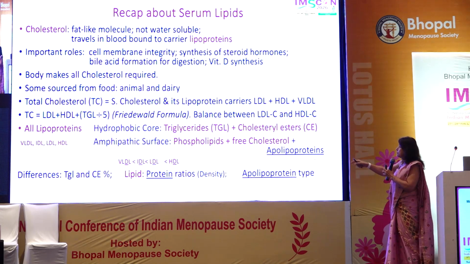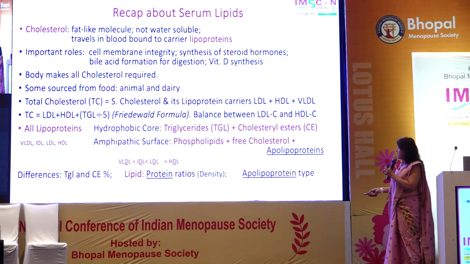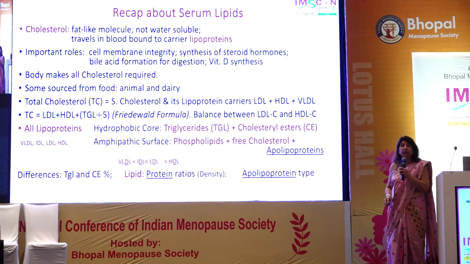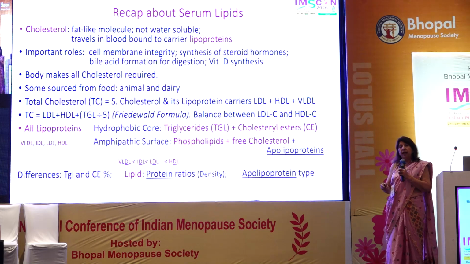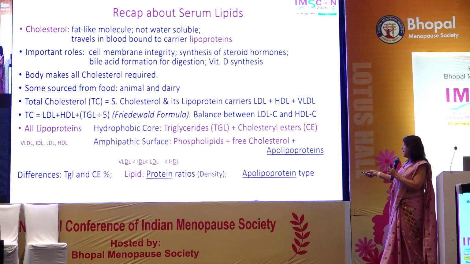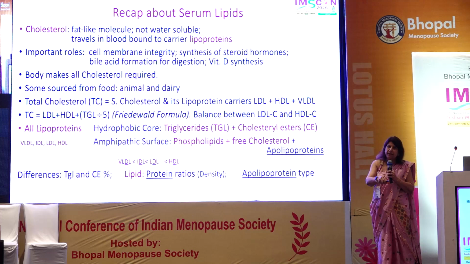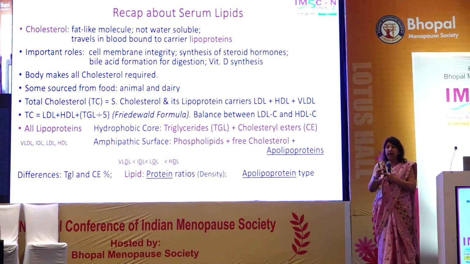So what are the differences between these four lipoproteins? The differences lie in the triglyceride and the CE ratios. These ratios are different in them, and the lipid and the protein ratios, because the protein is the one which will give it density. The more protein you have in the lipoprotein, the more dense it becomes. Therefore, HDL is the one which is high density. It has the highest amount of protein and the least amount of lipo. And the third difference is the apolipoprotein type.